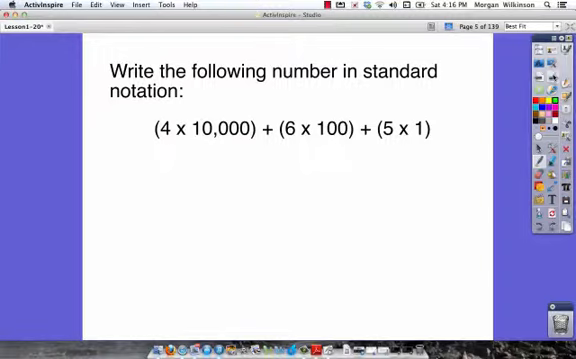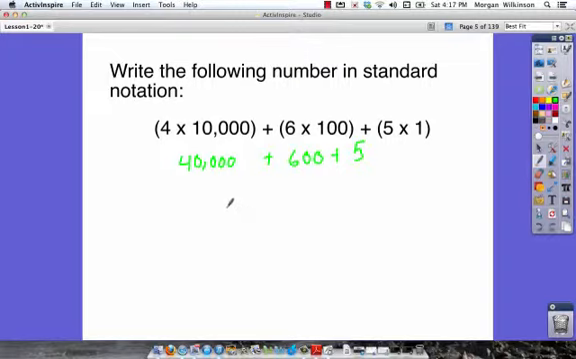Now this is called standard notation or expanded notation. What we want to do is write the following number in standard notation. This is all expanded out. What this is saying is we have 4 times 10,000. That means we have 4 10,000s, or 40,000. So we've got 40,000 plus 6 times 100. That must mean 6 hundreds, or more easily put, 600. Then plus, and our last one is 5 times 1. Well, that just must be 5. So we're going to add those three together. We're going to get 40,000 plus 600 plus 5.